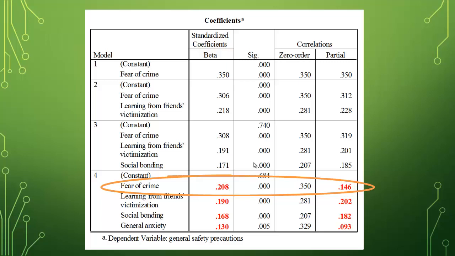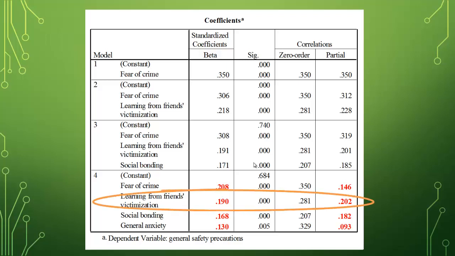Right, so because partial correlation is an indirect PRE, to account for how much variance is explained by this, we would need to square the partial correlation. So that results in a 0.021316 value. So fear of crime explains roughly 2.14% of the change in general safety precautions.